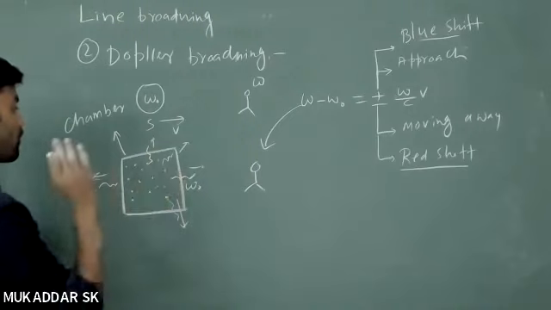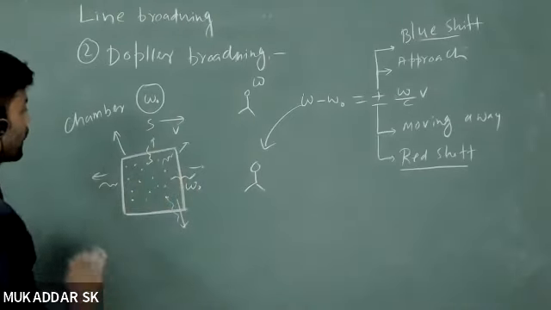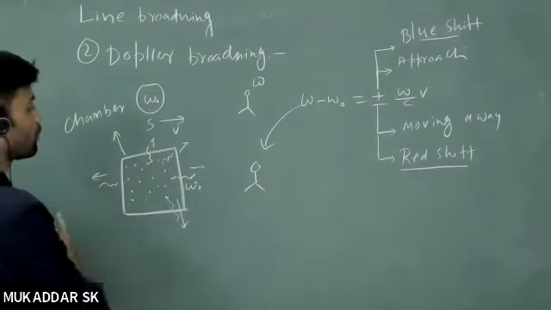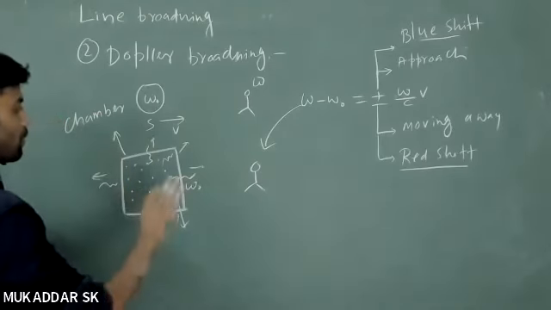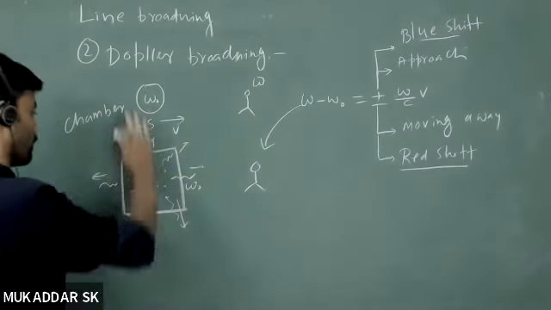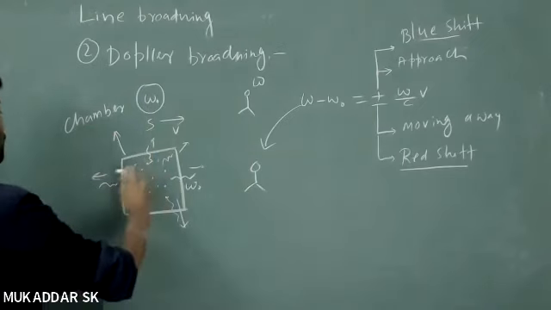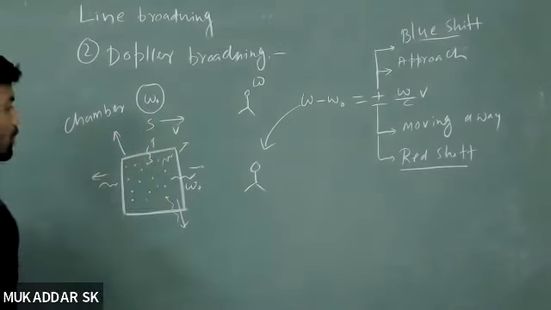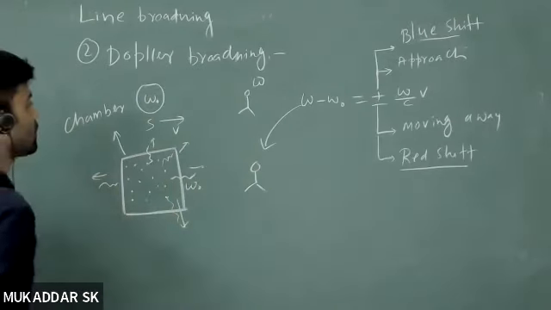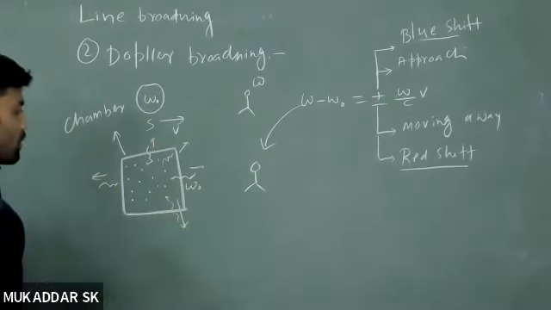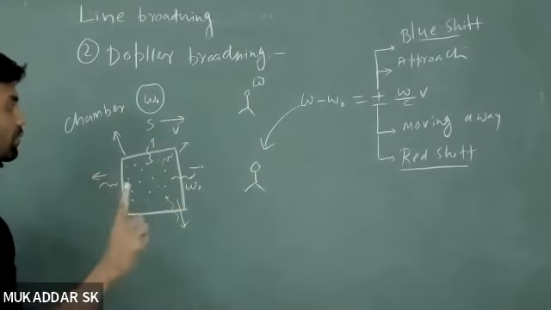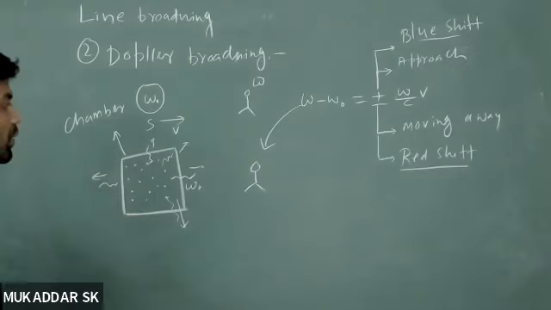But since these atoms are not at rest, they are moving randomly. Some of them are moving towards the observer, some are moving perpendicular to this, some are moving at some angle, and some are moving away from the observer. So whatever frequency or energy is emitted due to electronic transition, the observer will observe not only a single frequency, but many frequencies.